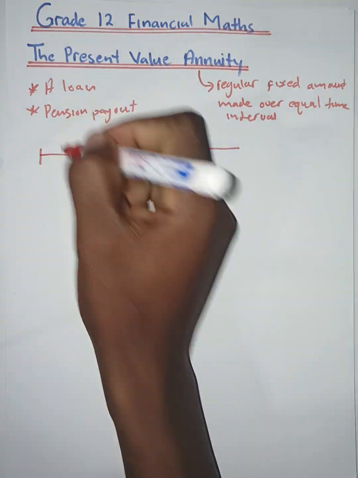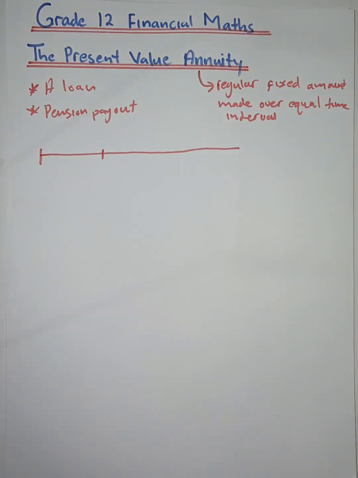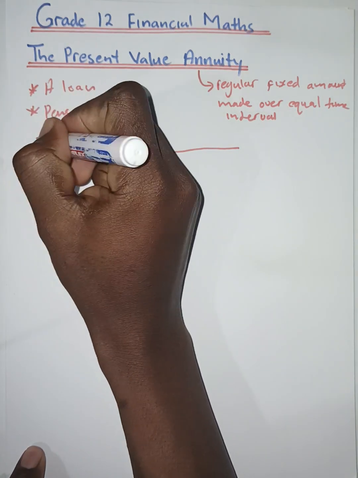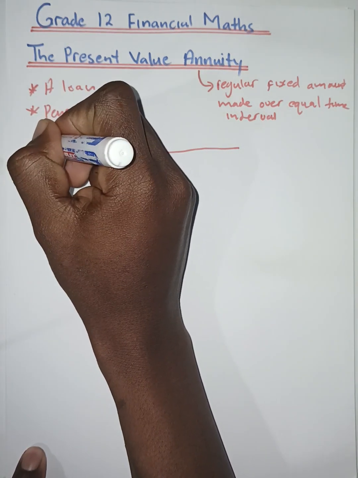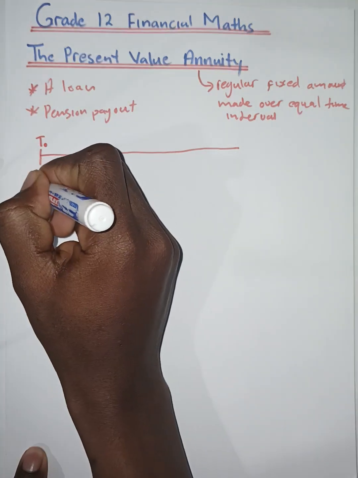So this would be... Of course, now remember, when you take a loan, you would actually need to pay at the end of the first month if it's monthly, or at the end of the first year if it's yearly, or even the first quarter if it's quarterly. So this would be when, of course, you are granted that loan at T0. So I'm going to call that amount P.